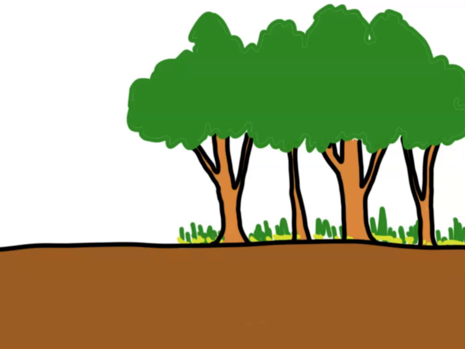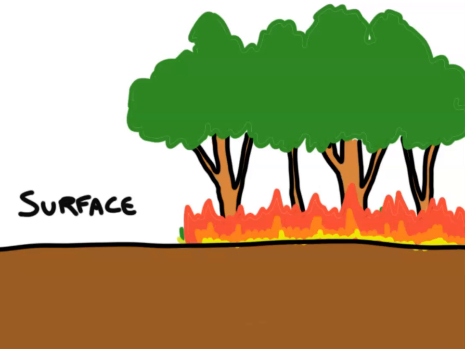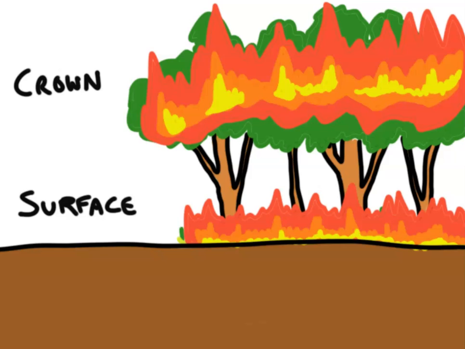Imagine a forest with big trees, an understory of grass and shrubs, and a thick layer of dead and decomposing material like leaves and sticks on the forest floor. If a fire starts in the understory, we call that a surface fire. It burns along the surface of the land. A fire that burns up in the treetops is known as a crown fire. Most of the time, a crown fire begins as a surface fire that later spreads to the crown.